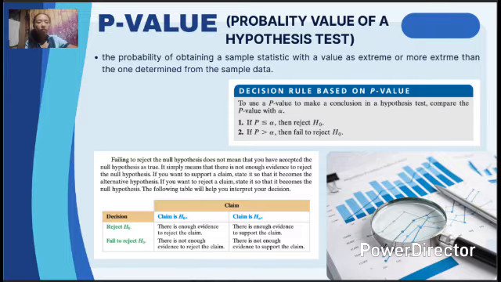Next is the p-value, or the probability value, of a hypothesis test. It is the probability of obtaining a sample statistic with a value as extreme or more extreme than the one determined from the sample data. The decision rule based on the p-value is to use the p-value to make a conclusion in a hypothesis test. Compare the p-value with alpha. If p is less than or equal to alpha, then reject the null hypothesis. If p is greater than alpha, then fail to reject the null hypothesis.